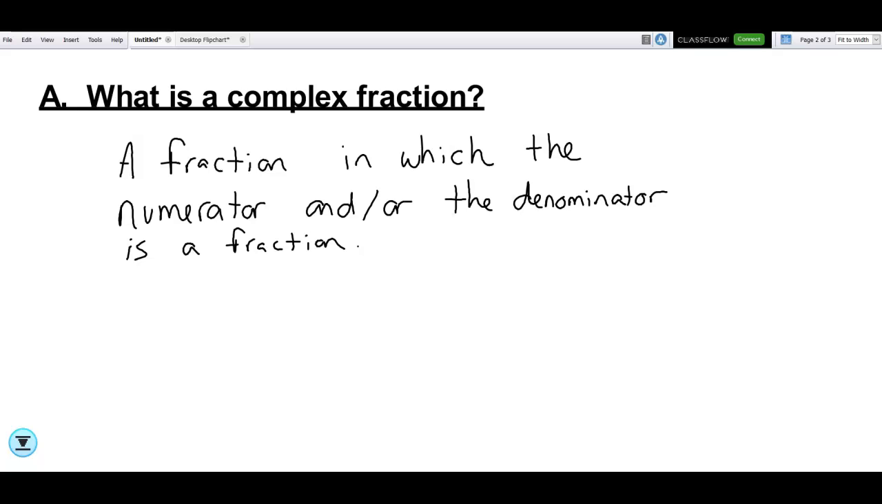So we're used to fractions that look like this, for instance, 3/4. But if I take that 3 there on the top, and let's say I change it to a 3/5, well, now I've got a fraction in my numerator, right? That's weird, but that's what a complex fraction is. So here's an example of a complex fraction. It's a fraction basically inside of another fraction.